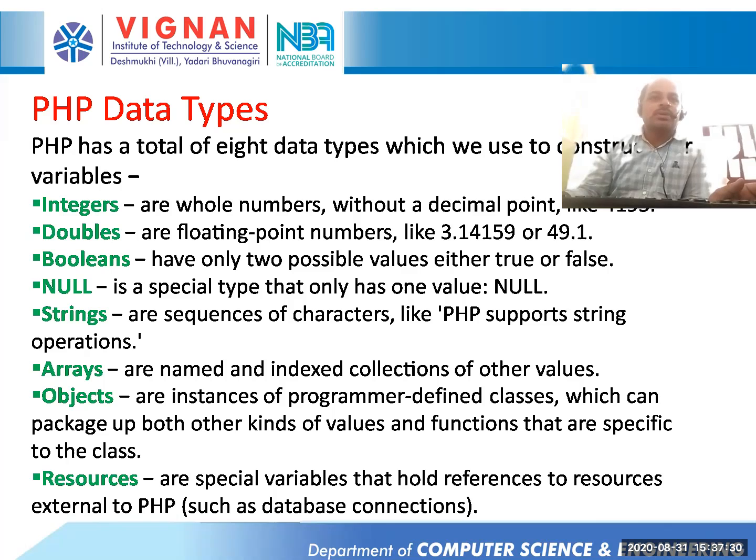Arrays are named and indexed collections of other values, or we can call them groups of homogeneous elements. Homogeneous means a group of the same type of elements, either all elements are integers or all elements are float or all elements are characters. Another data type is objects. Objects basically are instances of programmer defined classes, which can package up both other kinds of values and functions that are specific to that class.